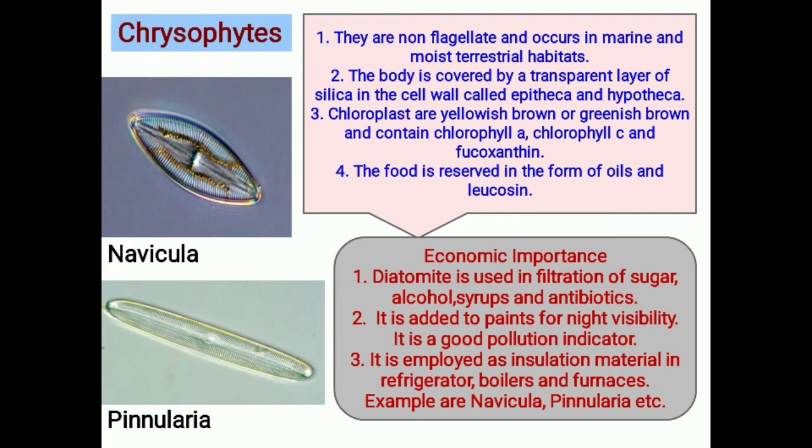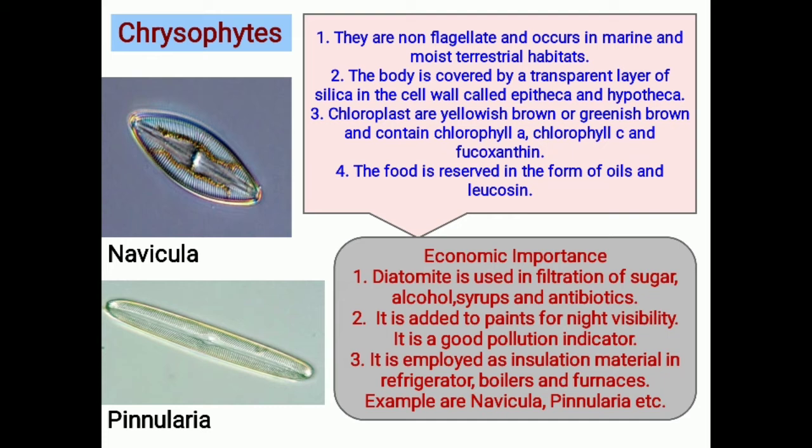Then comes the reserve food material. Here it is in the form of oils, and the reserve food material is slightly different from that of the dinoflagellate. This is leucosin. So in the diagram you can see two species here. One is Navicula and the other one is Pinnularia.